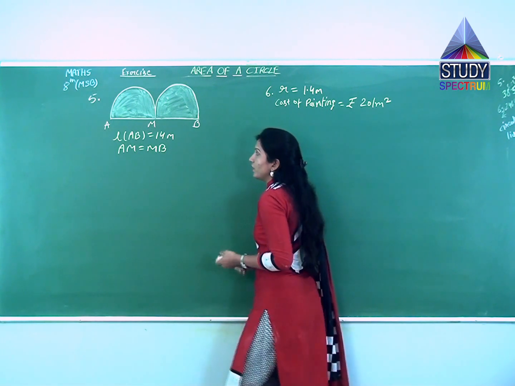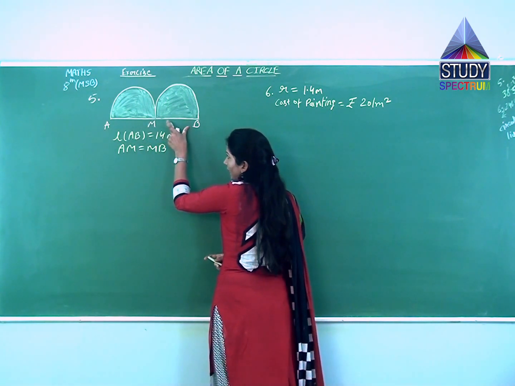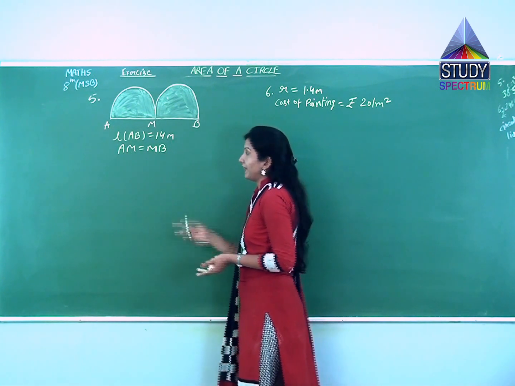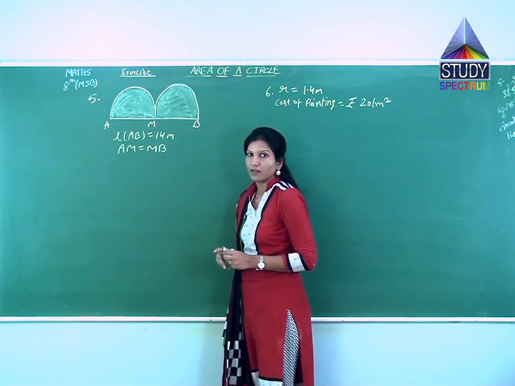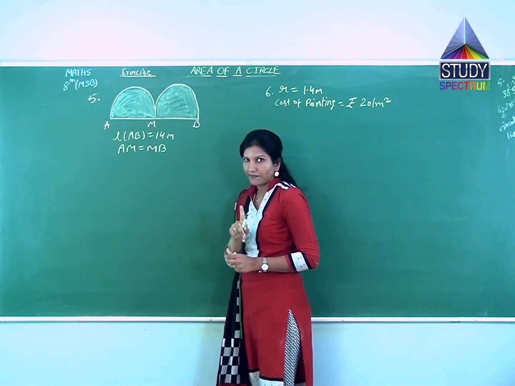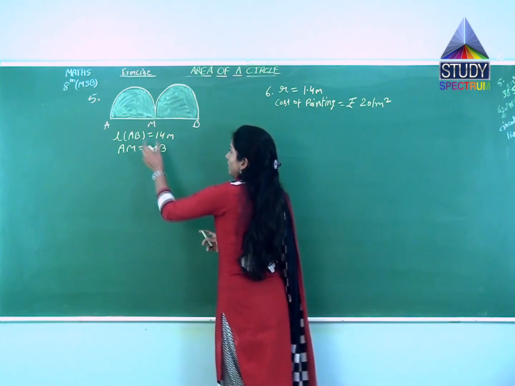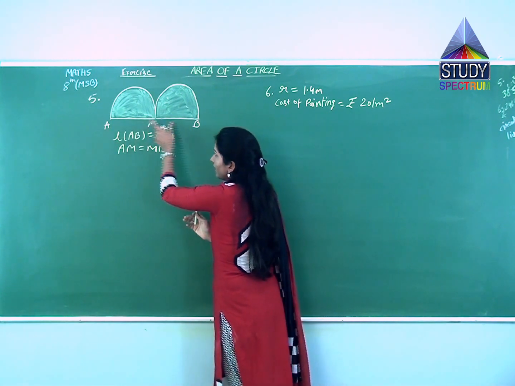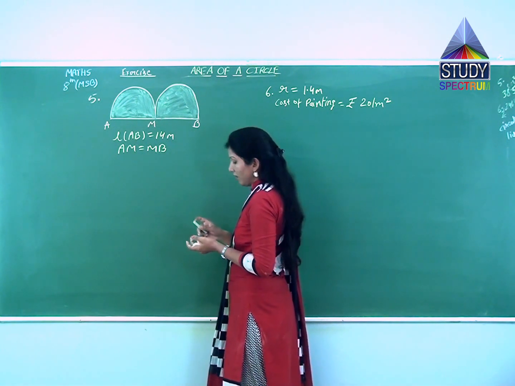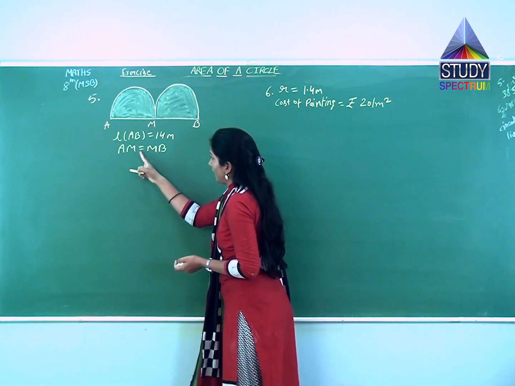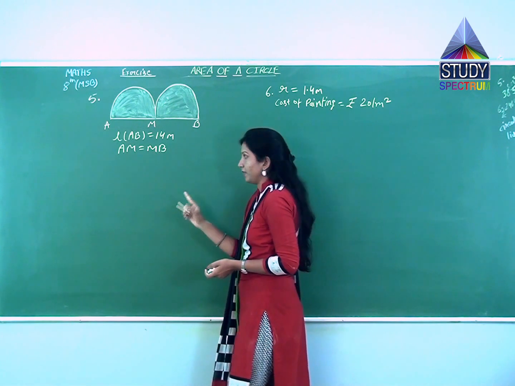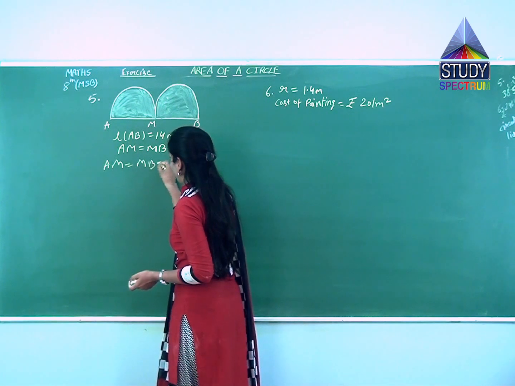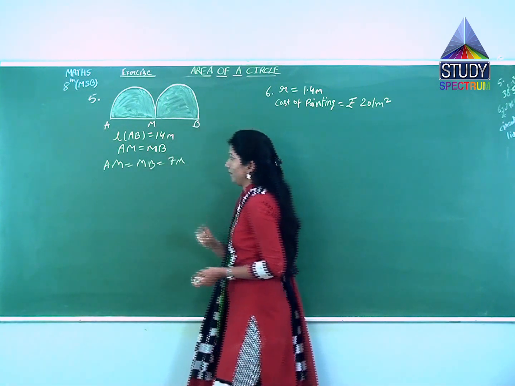Now tell me, if AM is equal to MB and the length of AB is 14, then what will be the value of AM and MB? It will be equal to 7, because AM is half of AB. Why? Because AM and MB are equal. So here AM and MB will be equal to 7 meters.